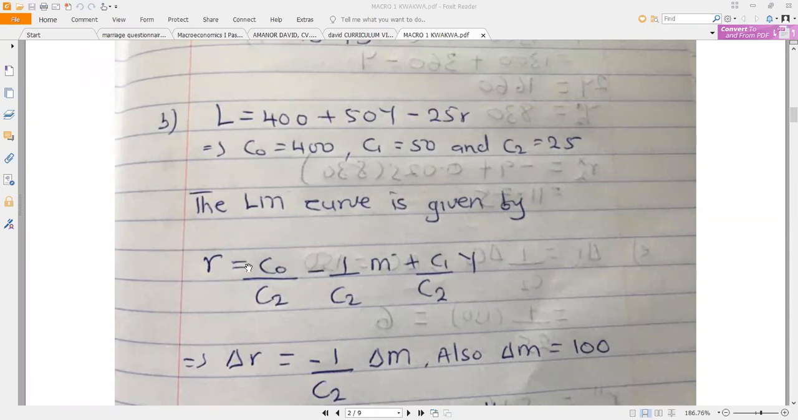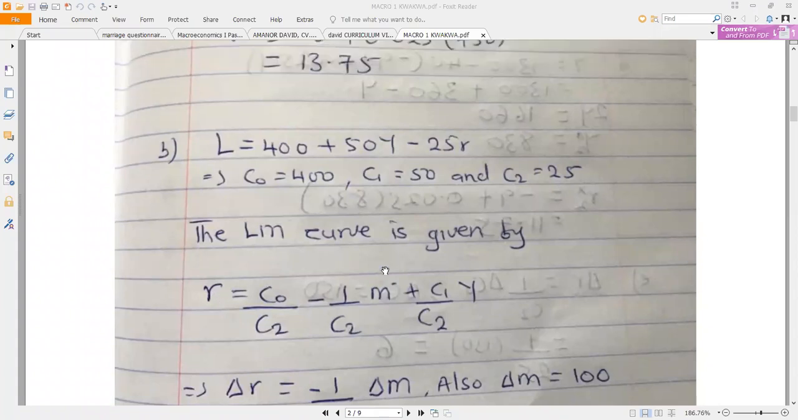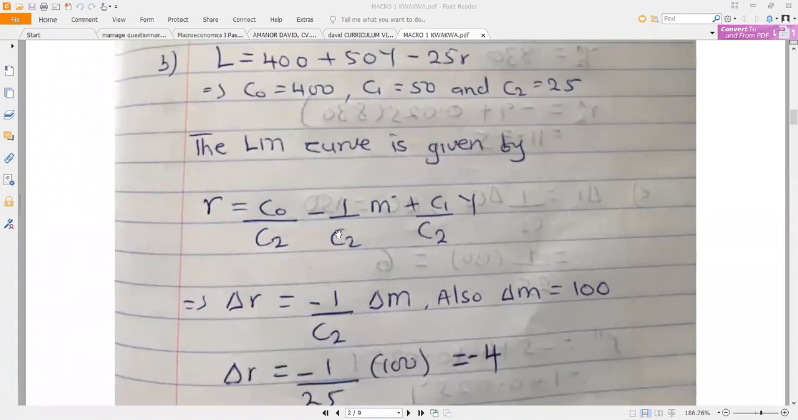Okay, so from here, if you want to find a change in interest rate or the change in the curve as a result of changing the quantity of money, you differentiate the interest rate with respect to the quantity of money. So you find change in R as a result of change in M. Change in R will be equal to the coefficient of M here. If you do the differentiation, you get minus 1 over C2. So change in R will be equal to minus 1 over C2 times change in M.